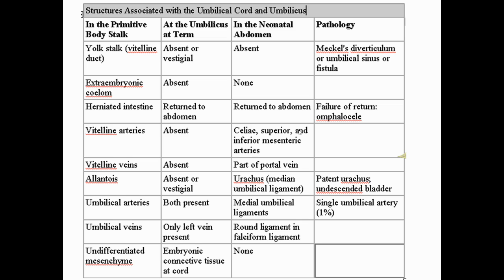Undifferentiated mesenchyme is embryonic connective tissue at the cord. It is present in the umbilicus, and in the neonatal abdomen none is present. And we can see the pathology that is described here.